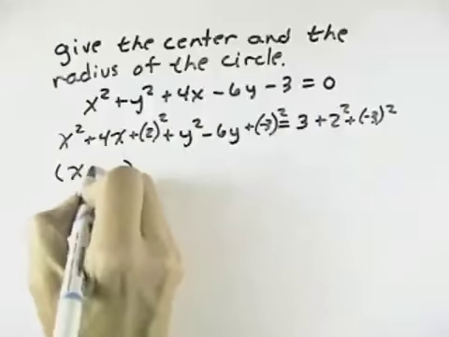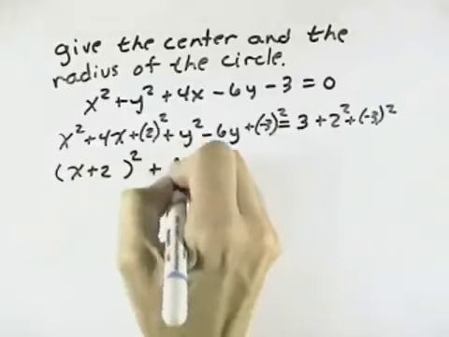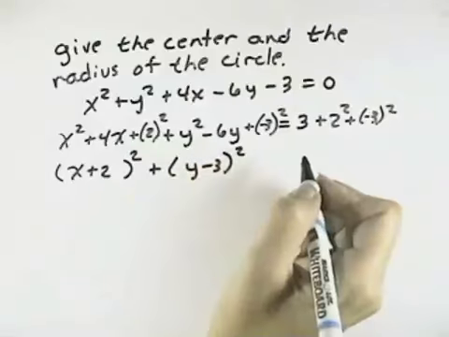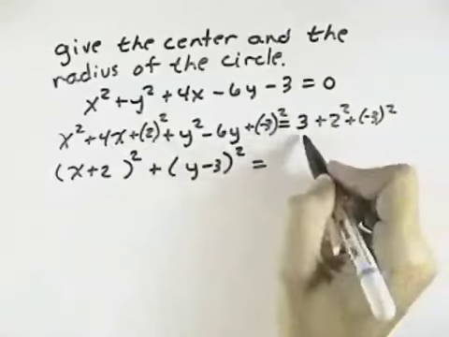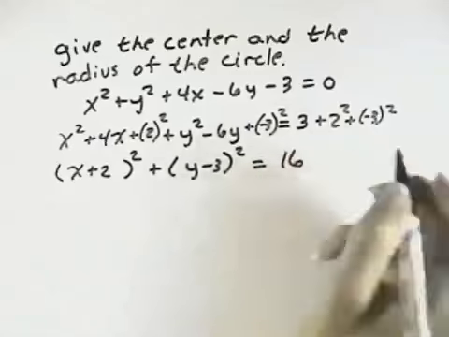This will be x plus 2 times x plus 2, which is x plus 2 quantity squared. This will be y minus 3 times y minus 3, which is y minus 3 quantity squared, by completing the square with each of these. That will equal 3 plus 4 plus 9, which is 16.